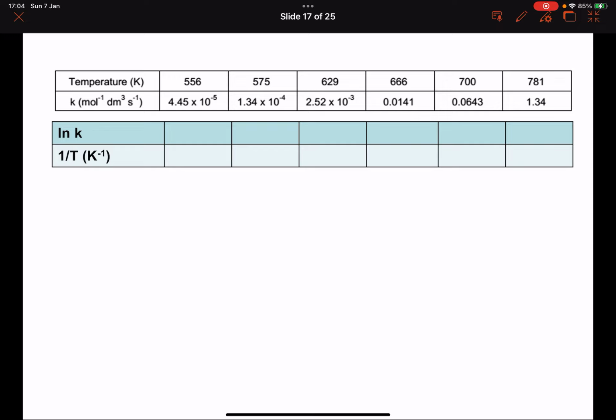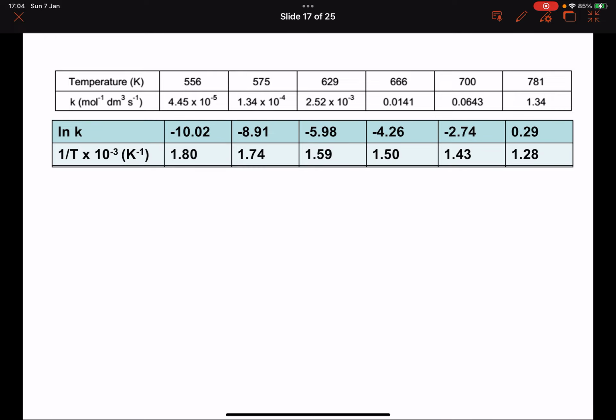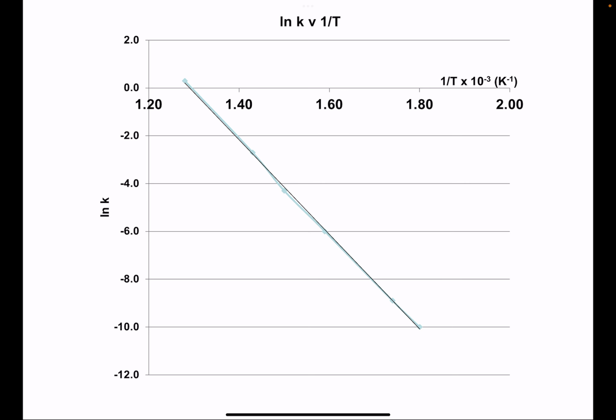So I'm going to work out natural log of k. So basically natural log 4.41. You can pause the video and do this yourself. Work out 1 over T and see if your answers match mine, like that. Now we're going to plot a graph, and the graph is going to look something like this.